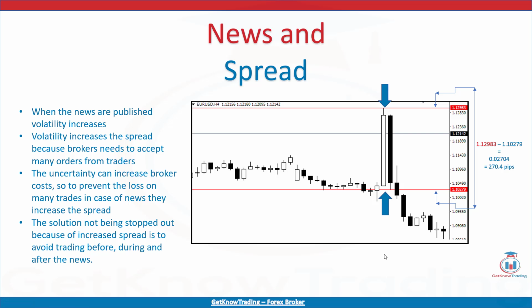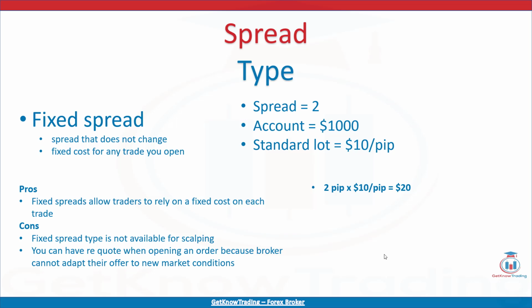Let me explain which types of spread in Forex exist. There is fixed and variable spread in Forex. Variable or fixed spread have pros and cons. Here I will explain each spread type. Fixed spread type is when the broker offers you a spread that does not change. That means if you make an agreement with the broker, you can have a spread of 1 or 2 pips. Fixed spread means that you will have a fixed cost for any trade you open. If you open a buy or sell trade, you will pay the same amount of money to the broker.